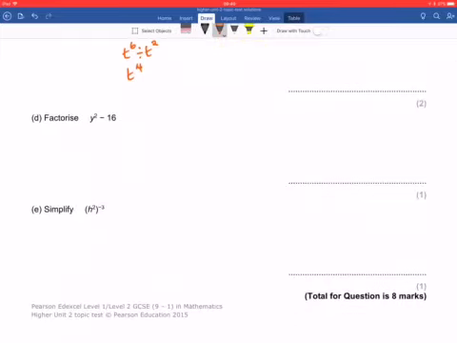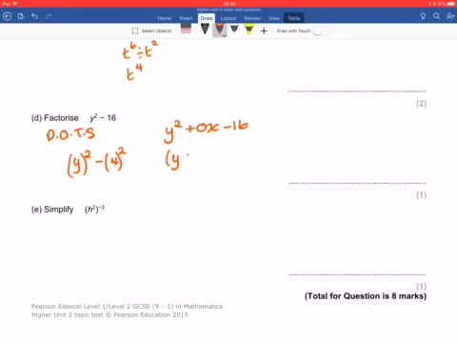Next one, factorise y squared minus 16. This is a special case. This is y squared plus no x's minus 16. It's called a difference of 2 squares. If you can spot it and learn it, basically you've got y squared and the square root of 16 is 4, all squared.